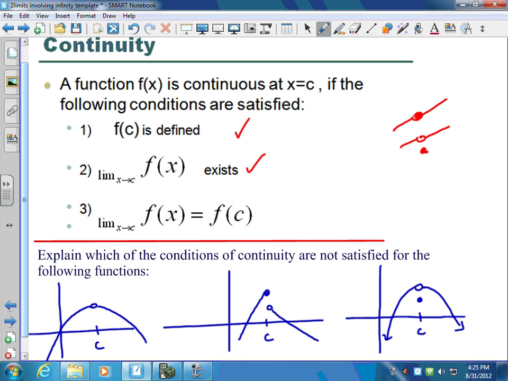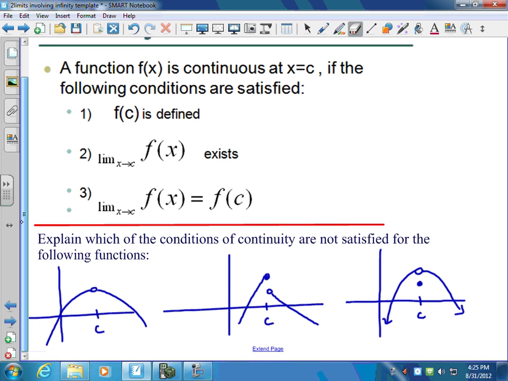Second condition, limit as x goes to c of the function must exist. So the limit as x approaches the value must exist. So you cannot have this situation, because here the limit from the left is not the same as the limit from the right. The limit doesn't exist there. So this condition is saying, we need you to be here for continuity, right? And the third condition says, f of c must exist, the limit must exist, and this one is saying the above two must be equal to one another. So if you have those 3 conditions satisfied, you have a continuous function.